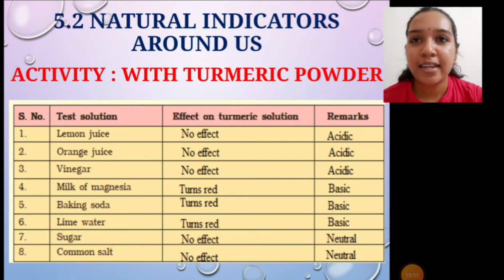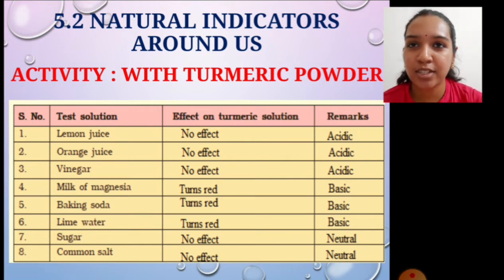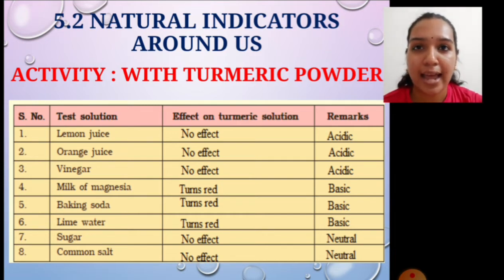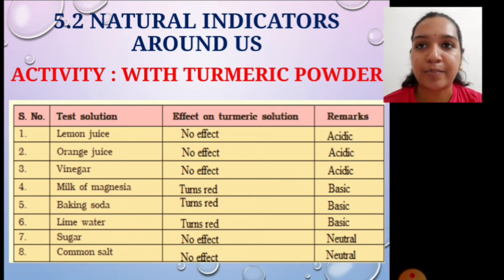So children, here are the observations for your reference to know how the turmeric strips change in color when reacted with solutions like lemon juice. It does not change its color as lime juice or the lemon juice is acidic in nature. On sugar solution also there will be no change of turmeric strips as they are neutral in nature.